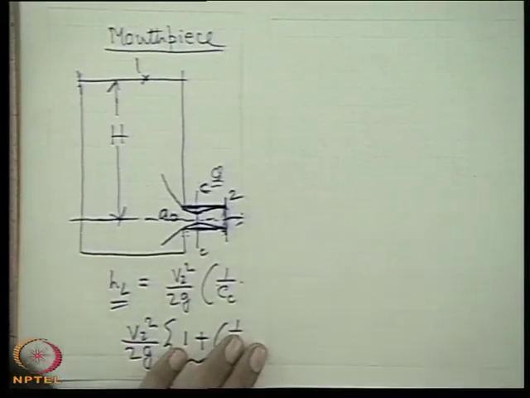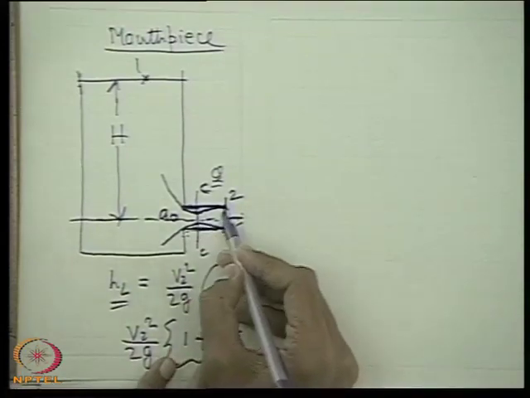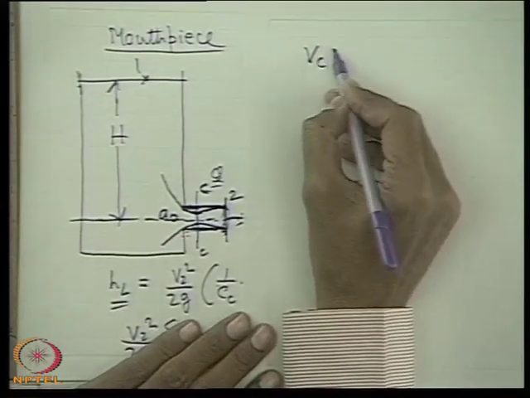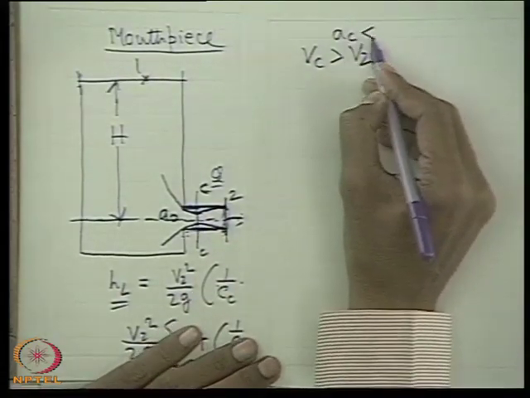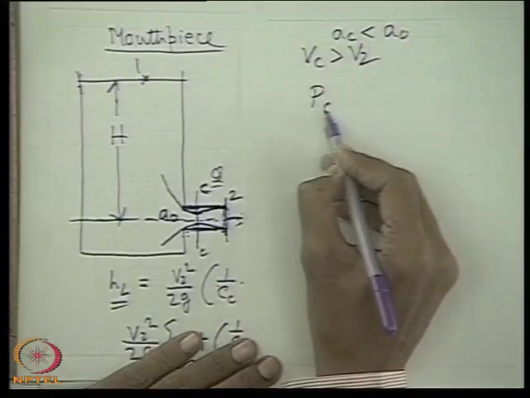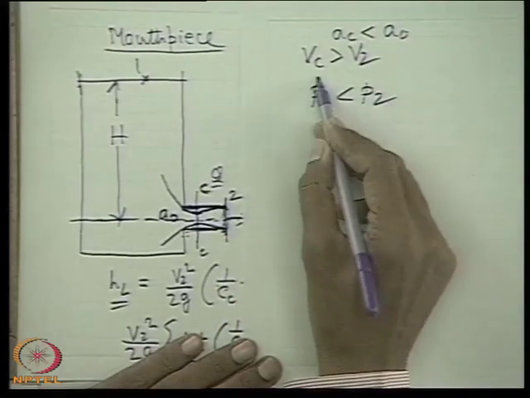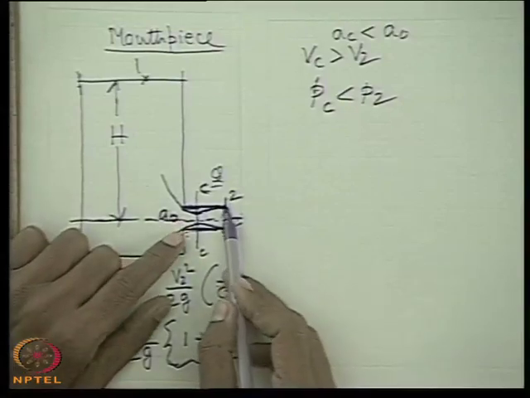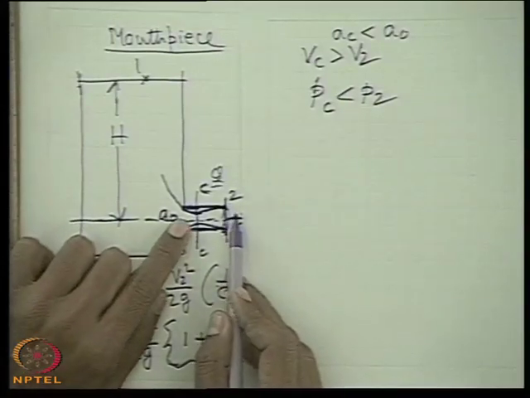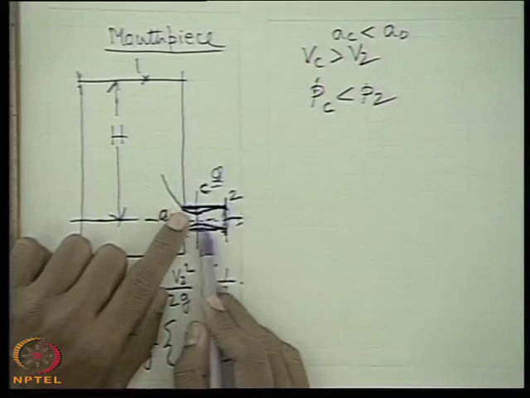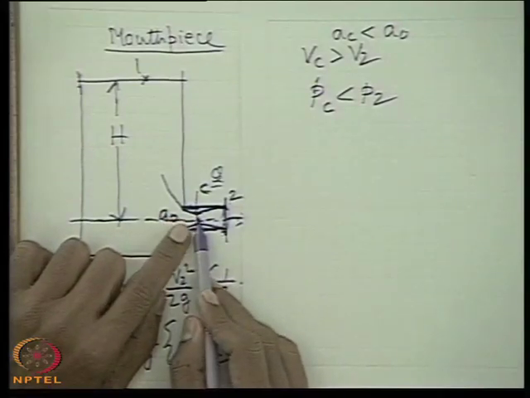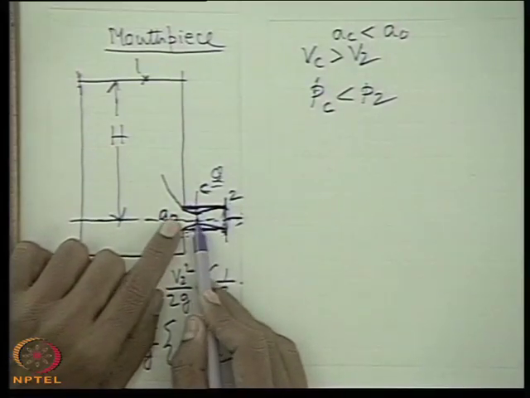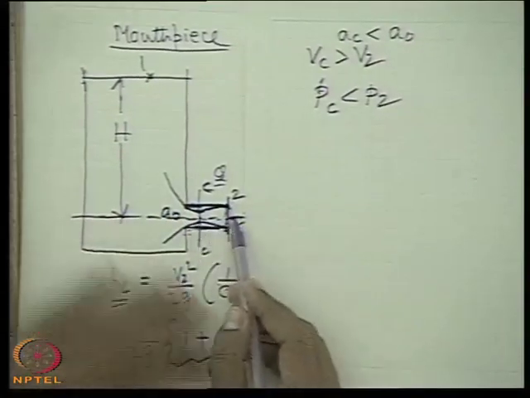Now here you see, whenever there is a contraction, that means if you compare V2 and VC, VC is greater than V2 because AC is smaller than A0. So therefore PC is less than P2. And what is P2? P2 is atmospheric pressure. That means if there is a discharge at atmospheric pressure, and there is a smaller area in the upstream where the velocity is higher than the discharge velocity, then obviously the pressure will be lower than the atmospheric pressure.